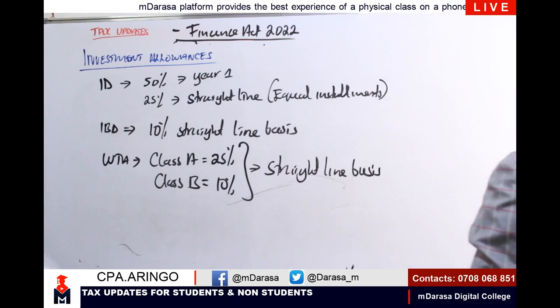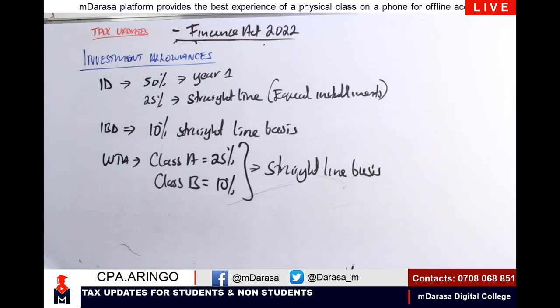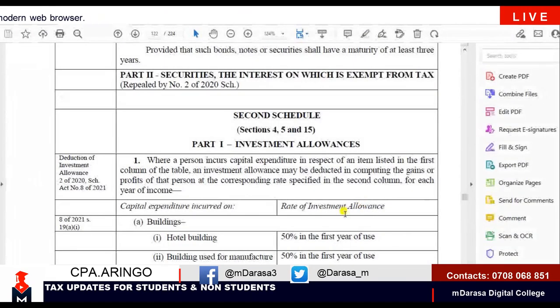These are very important, and ideally, you should check out the second schedule so that you can clearly see what Mwalimu is talking about. Let me share with you so that you understand. So I'm having our Income Tax Act, second schedule, and this is what it states. This is the second schedule of our Income Tax Act about investment allowances, and we'll just do a brief analysis on this.